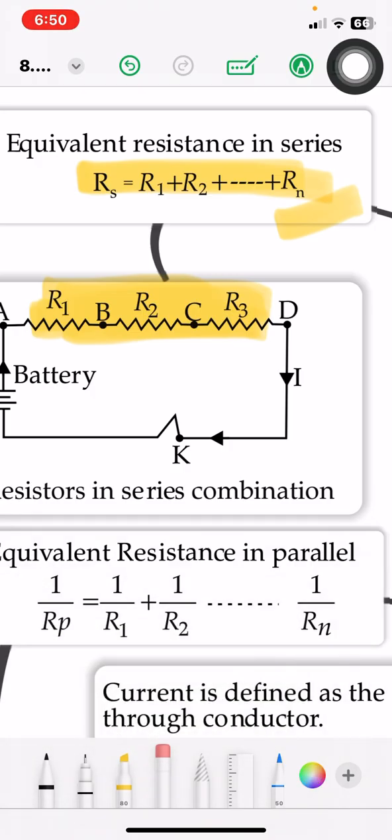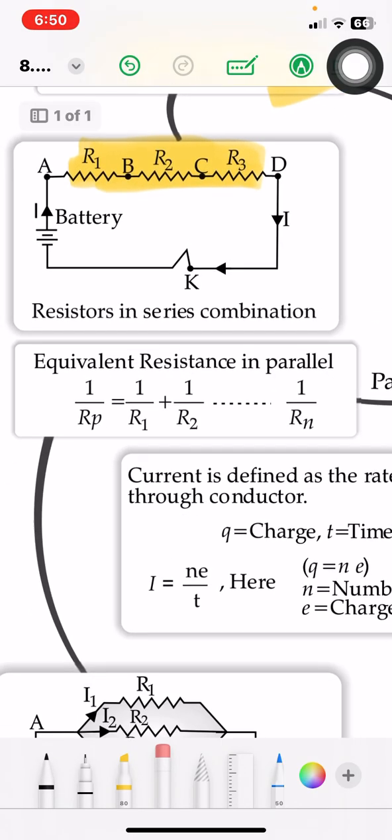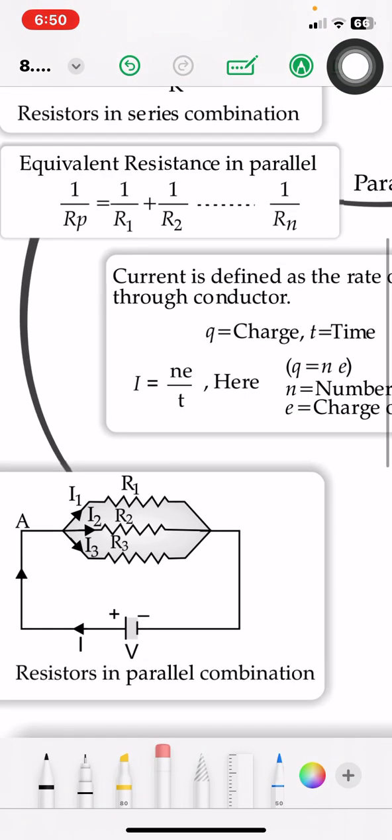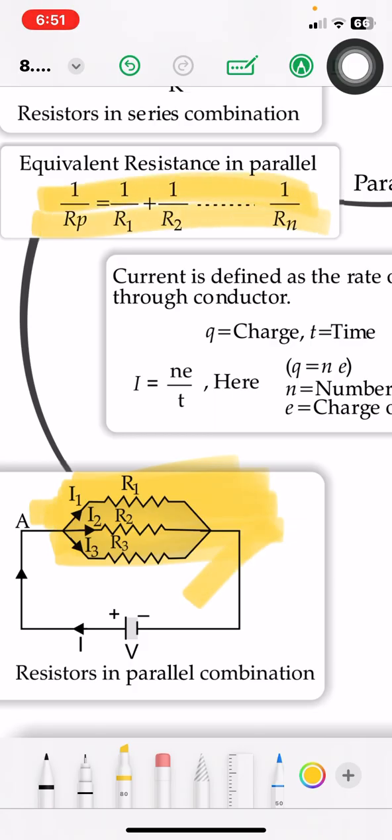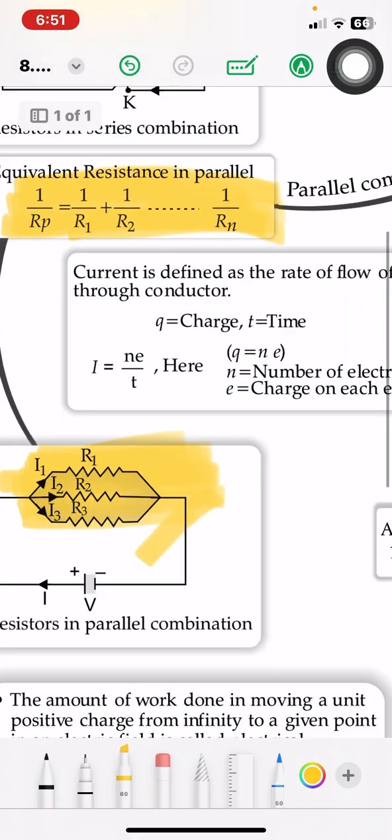And if you connect resistances in a parallel combination like this, what you have to do is connect them in parallel, okay. These three resistors are connected in parallel. This is the diagram, and the formula of the parallel combination of resistors is 1 by R equals 1 by r1 plus 1 by r2. Basically you have to add all these in 1 by R form, okay.